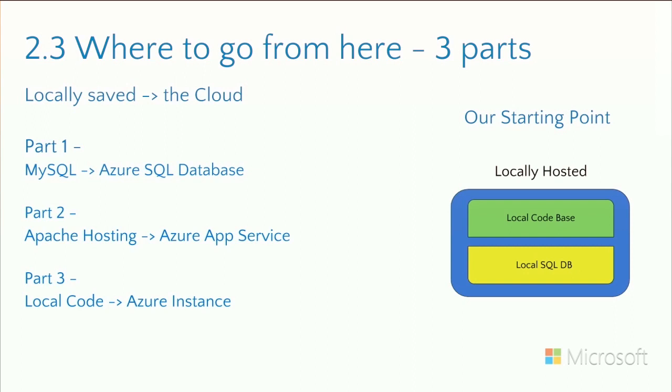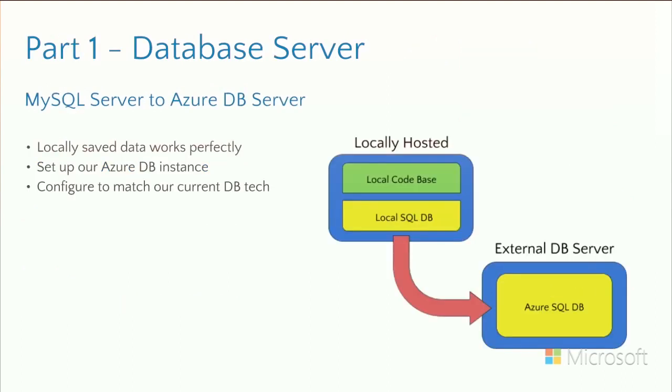So this is our starting point right now. We're locally hosted. We have it all together in one. We're going to start splitting these different parts out. Now, part two is about taking our Apache hosted app and making a web app through Azure that will host our code base. And the last part is configuring our local code to work together with these two different systems and then pushing that up to the instance that we're going to be creating in part two. So now to take a look over the different steps. Part one is about the database server. This is where we're going to transfer MySQL into that Azure DB server.